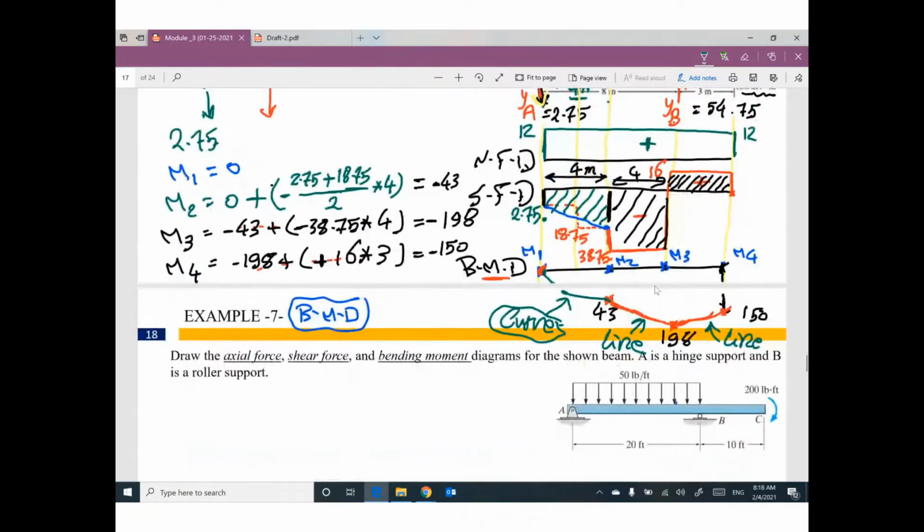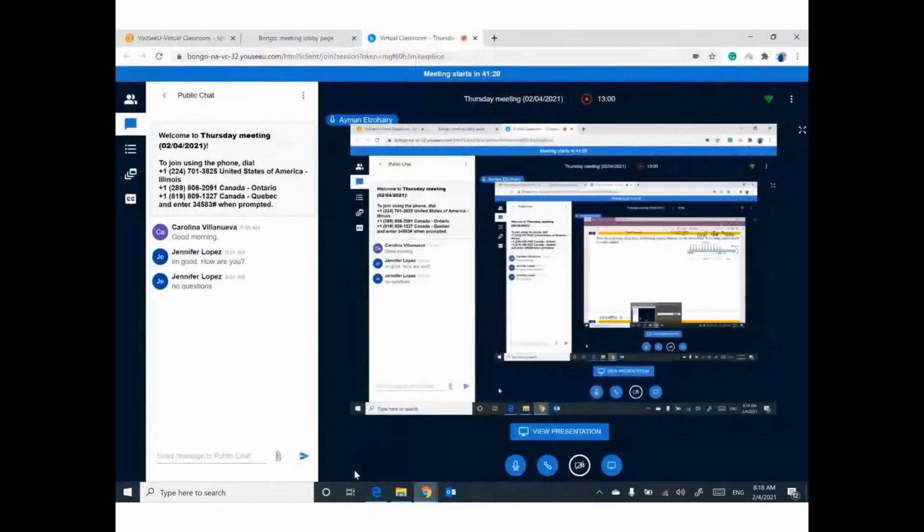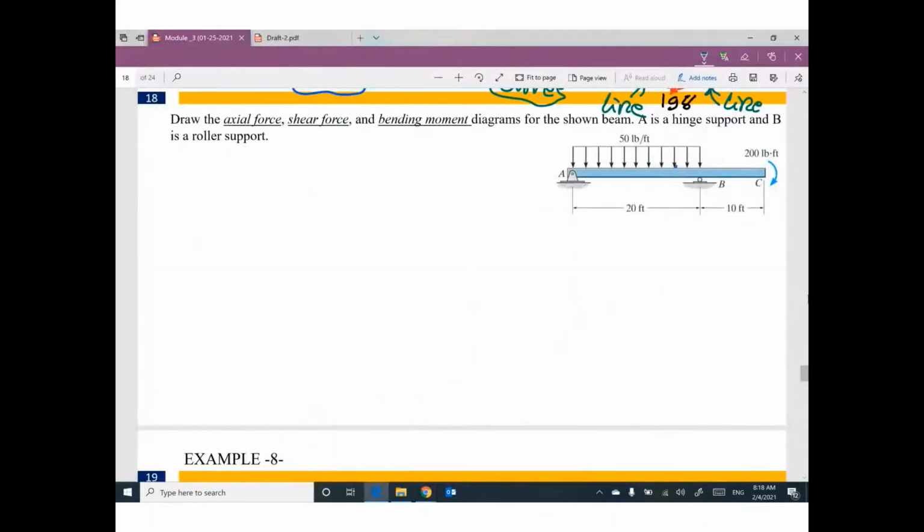Let's do one more example. We have a beam. We are looking to draw the axial force, shear force, and bending moment diagram. We have two reactions here, YA and XA. We have one reaction here, YB. We have a uniform distributed load.